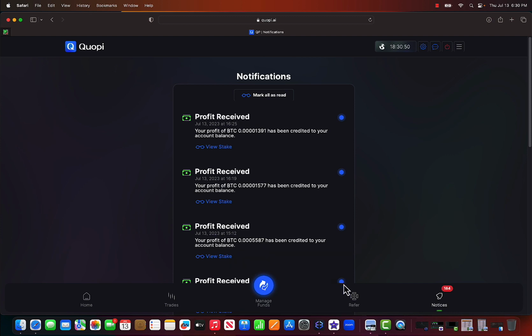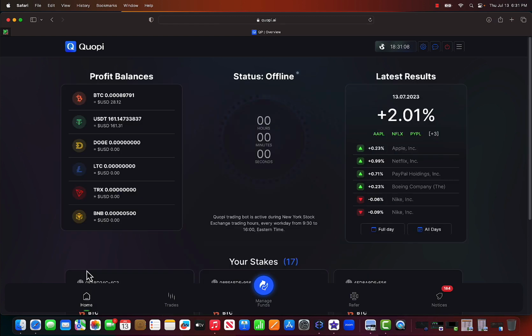If you want to refer somebody, you could click this refer button and it will provide you with your link to share with your family, friends, and associates that you may want to share this program with. Again, everybody, it takes $10 to join Quopi, and your funds are locked down for 30 days. And Quopi is an AI bot that trades on the New York Stock Exchange.